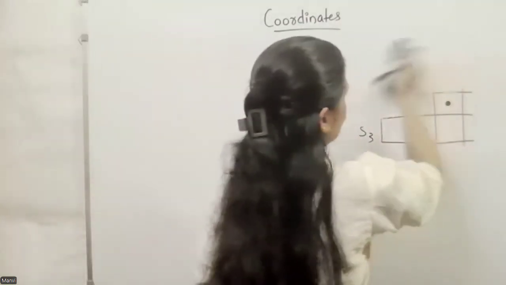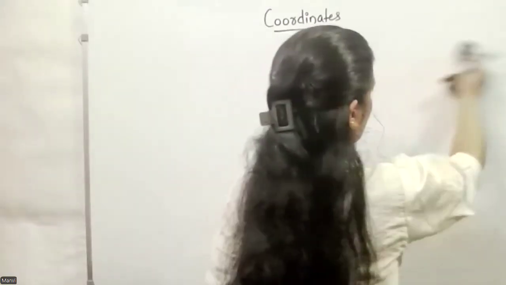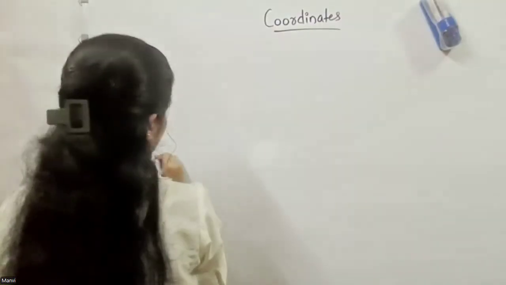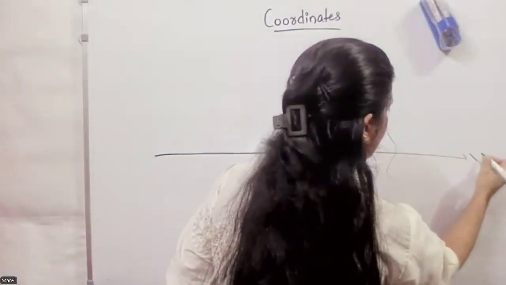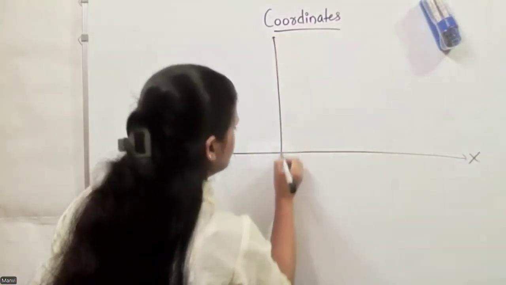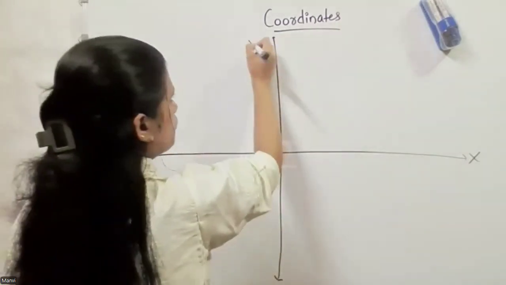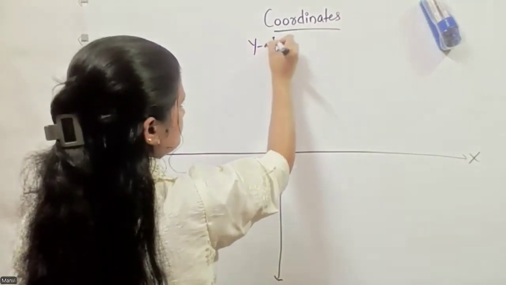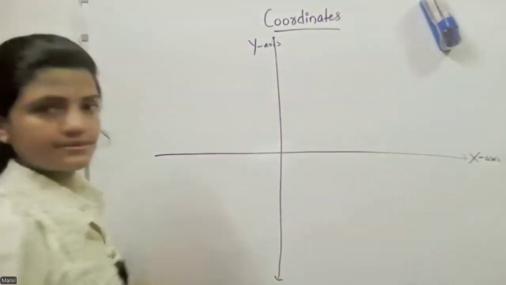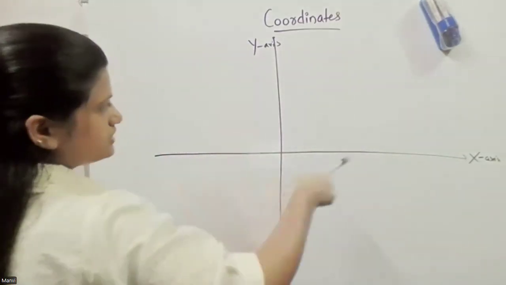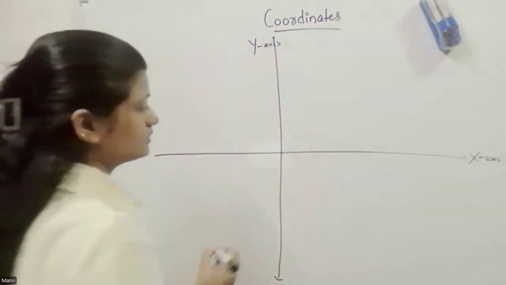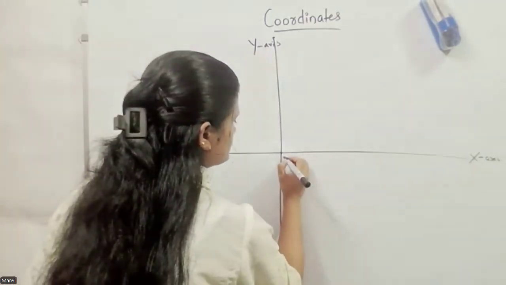In a coordinate grid, we have two important axes. One is the horizontal line, which is called the x-axis. And the other one is the vertical line. We call it the y-axis. The place where these two lines intersect is called the origin, and we denote it with O. The value is 0, 0 here.